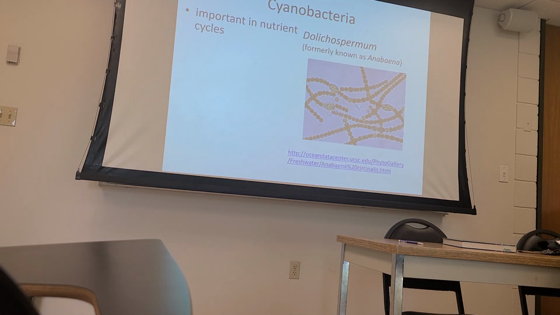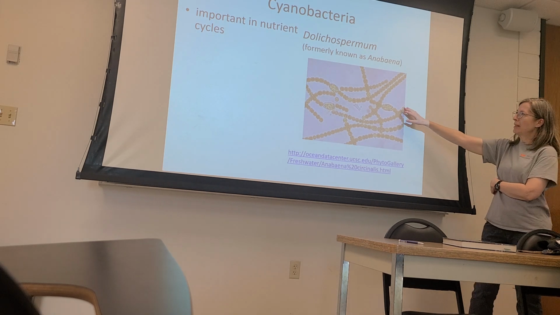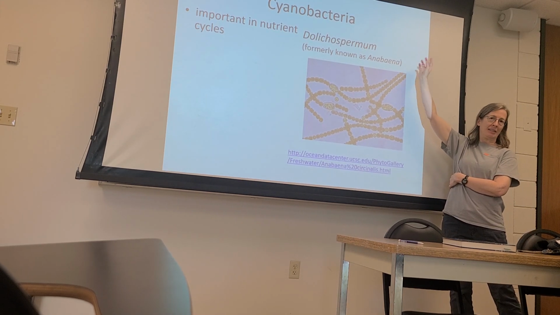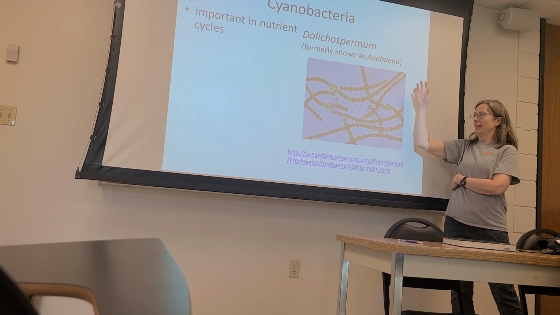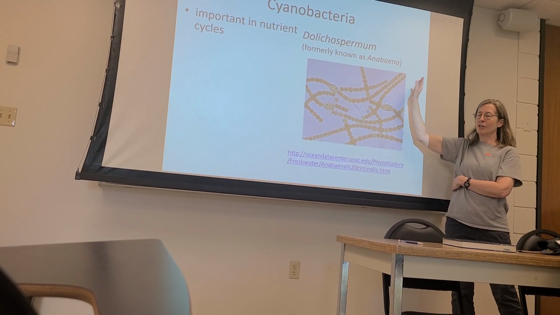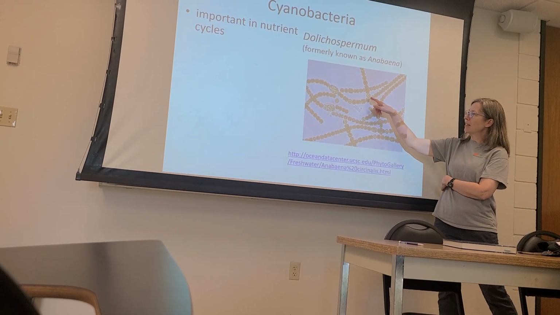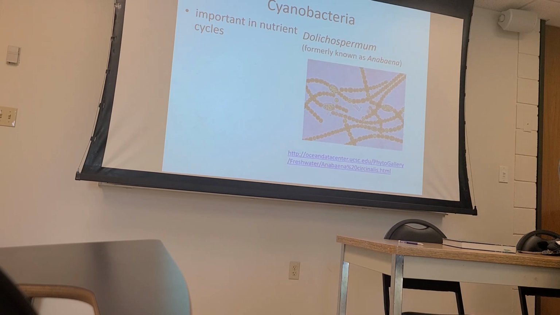Okay, a little bit more about cyanobacteria and nutrient cycles. So this genus is Dolichospermum. It used to be called Anabaena, but they change names all the time. This is in Pacer Pond. It's super common all over the world. And there's some weird looking cells in here that I want to talk about.